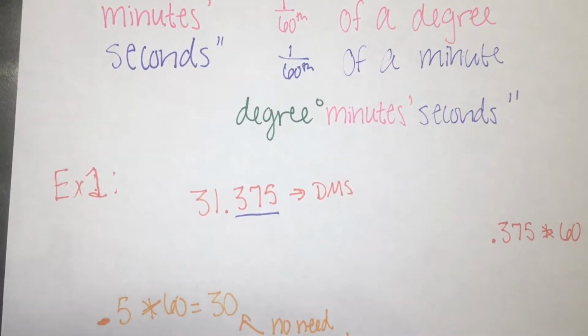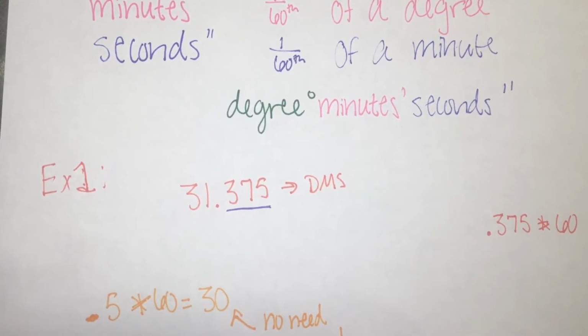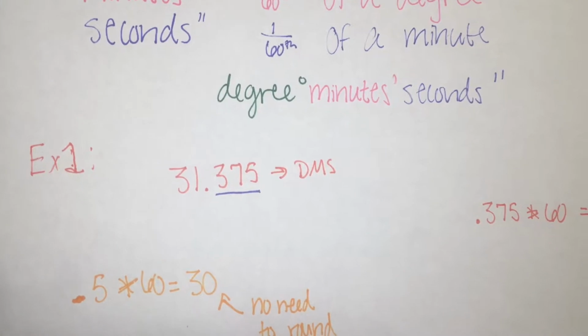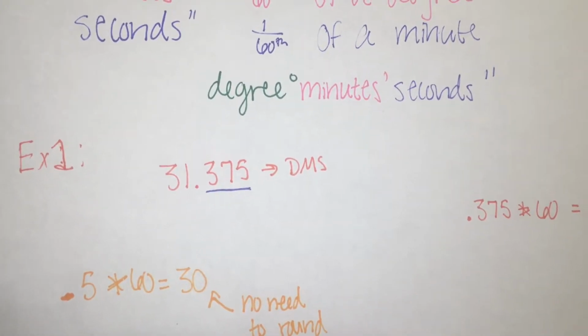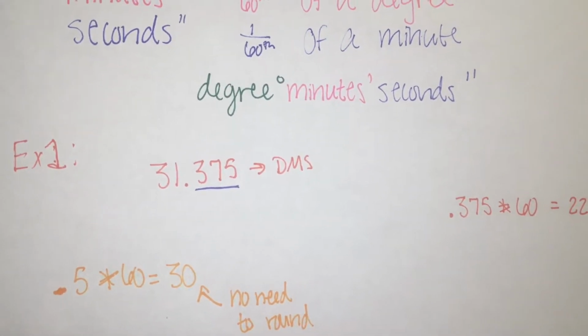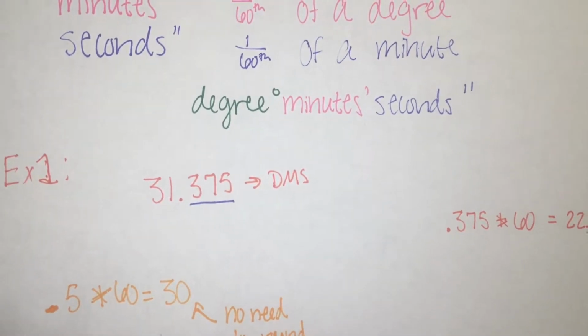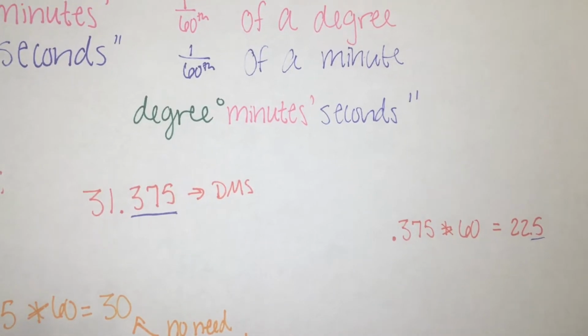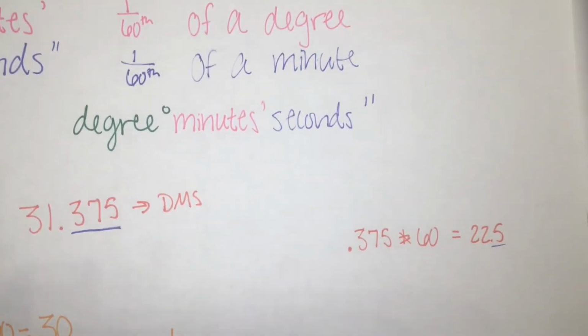So looking at our first example, the first thing we're going to do is keep the whole number the same, and that whole number is 31, which is our degrees. And once again, I forgot to say that we're converting degrees to degrees, minutes, and seconds. So now we're going to be looking at the decimal places, and we're going to be multiplying that by 60 because if you can recall, it is 1/60th. So 0.375 times 60 equals 22.5.